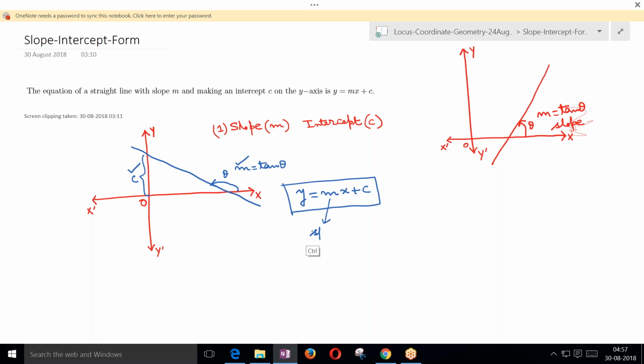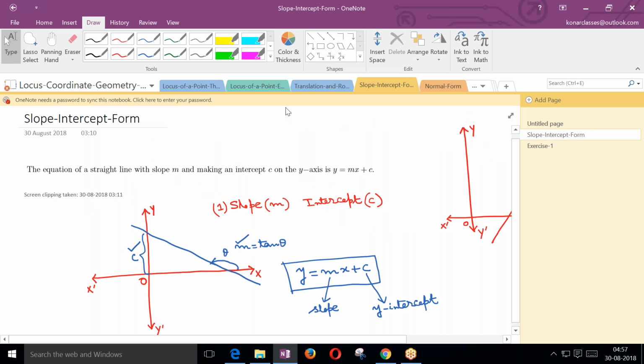This is the equation of the straight line in the slope intercept form, because this is the slope, and this is the intercept, actually the y intercept. So this is the y intercept. Now it is possible that we have a different straight line. Suppose we have a straight line, let me use a different color, something like this.